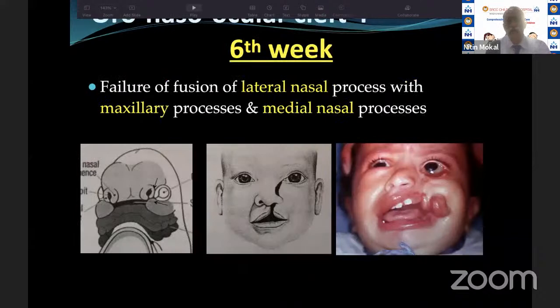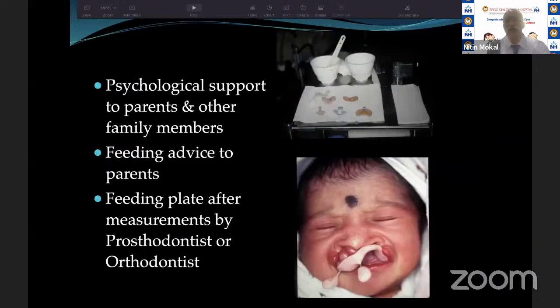Sometimes the failure of fusion of the lateral nasal processes, maxillary processes, and medial nasal processes causes a rare craniofacial cleft called the oronasoocular cleft, cleft 4, also associated with the angular cleft.